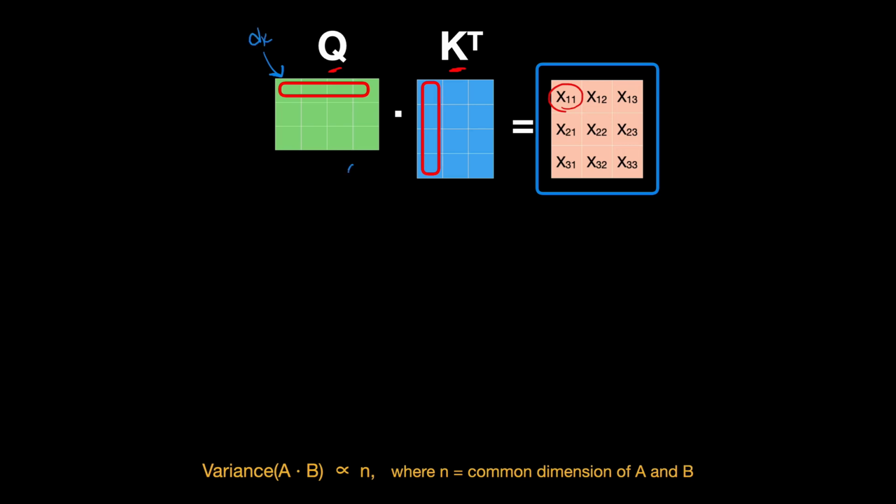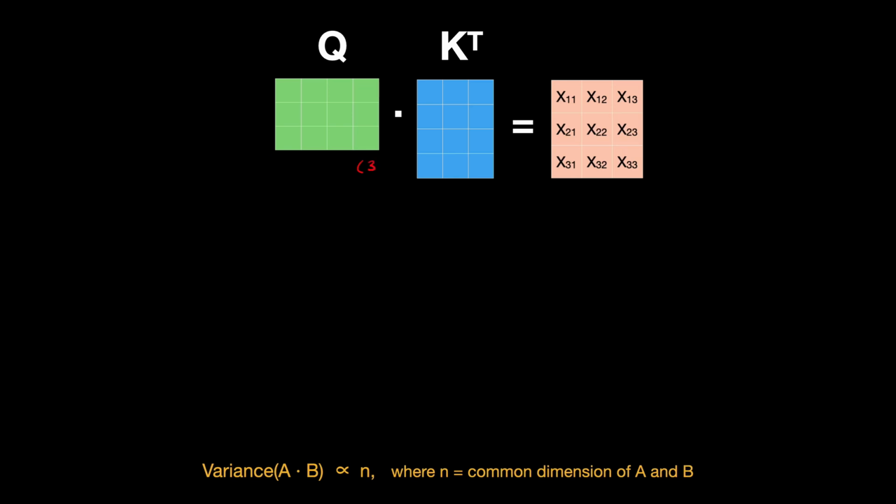The size of the Q matrix is 3,64 and the size of K transpose is 64,3. So here 3 is the number of words in the sentence and 64 is our dk. There is a property in mathematics that states that whenever we multiply two matrices, the variance of the result is directly proportional to the dimension of the vectors being multiplied, which is 64 in our case, or we can say dk.